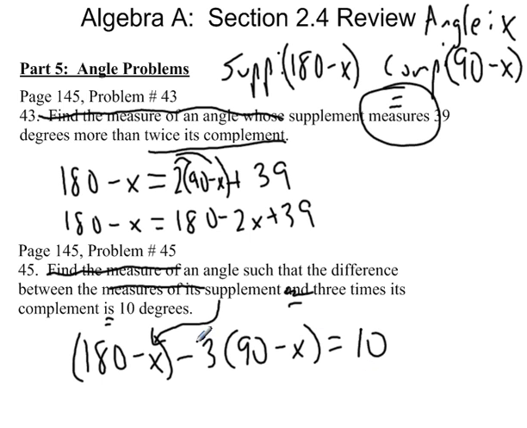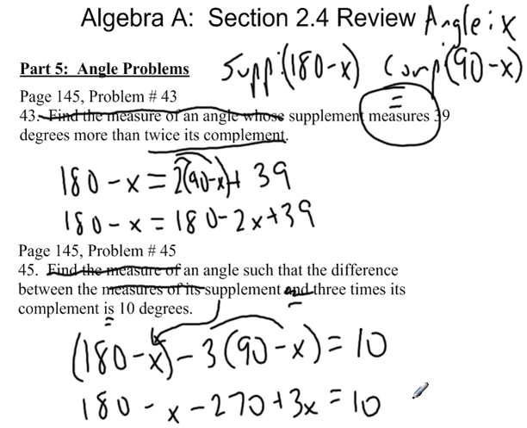Be careful when you distribute this negative 3 out. A common mistake is to miss that double negative. You get negative 3 times 90, which is negative 270. Then negative 3 times negative x is plus 3x equals 10. When you solve for that, you're going to find x, which is the angle you're looking for. I'm going to let you solve that out, but there's your setup, which is the hardest part of that.